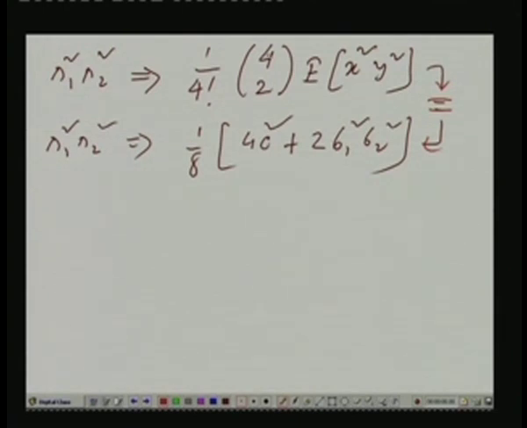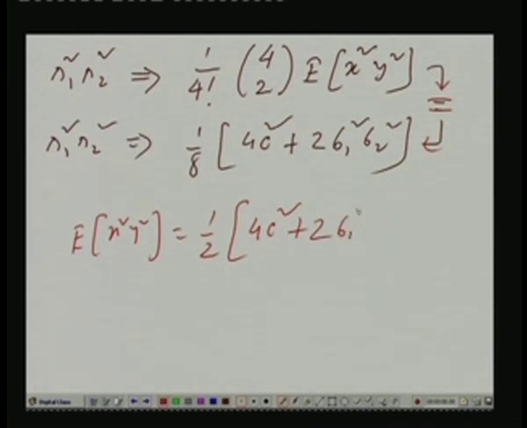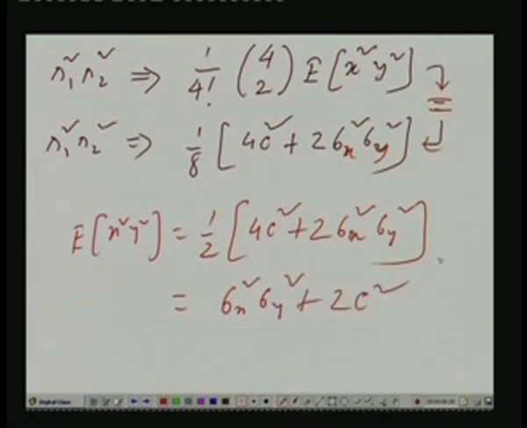After all, you get factorial 4 here, that cancels with factorial 4. In the denominator, you have got factorial 2, which is basically 4. So, 1 by 4 and here 1 by 8. So, that cancels, you get only 1 by 2, which means E of x square y square is 1 by 2 times 4 c square plus twice sigma x square sigma y square. You can write sigma x square sigma y square plus twice c square. This is what we wanted to prove, right. So, we have proved it.